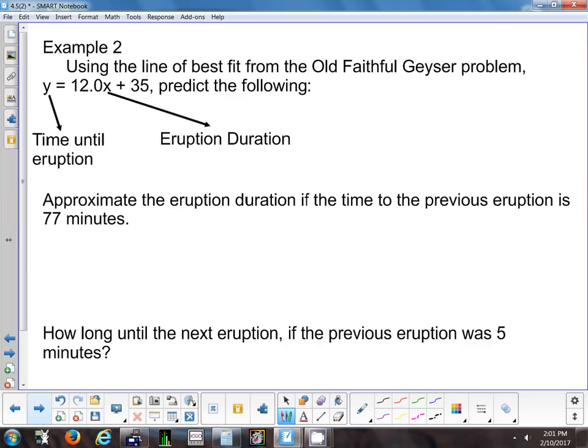So it says here, approximate the duration. That's how long the geyser erupts for. It's usually anywhere from 2 to 4 minutes. So approximate how long it's going to last if the previous eruption was 77 minutes, and you're going to use this formula to do it. So they told me the previous eruption was 77 minutes.